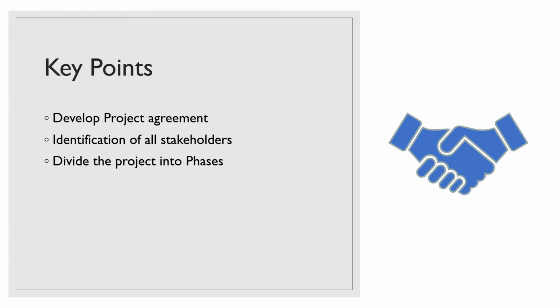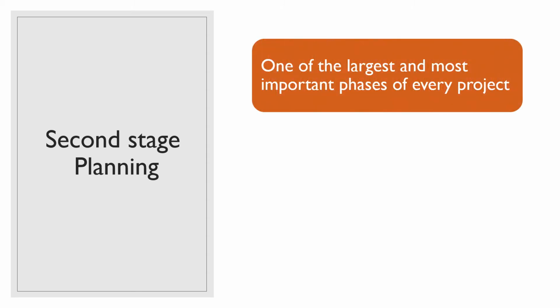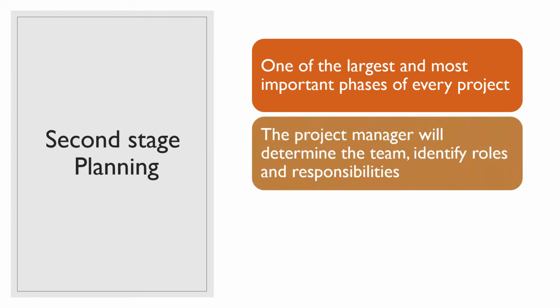Let's now have a look at the second stage, which we call the planning stage of a project or task management. It's one of the largest and most important phases of every project. Why? Because if you fail to plan, you plan to fail. The project manager here will determine the team. It's very important that you first plan or identify a team and then their roles and responsibilities.